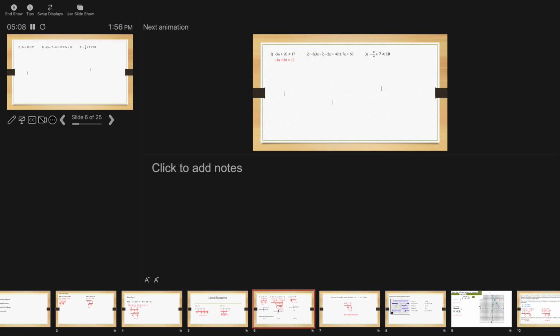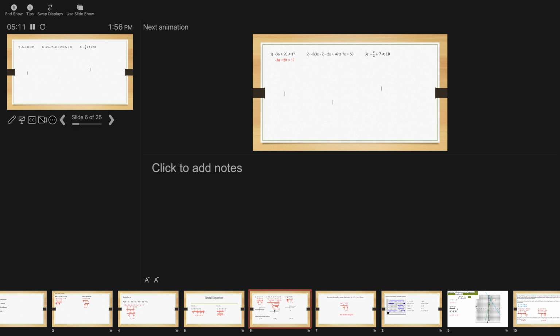All right, 3 inequalities to solve. Solve them all. Solve them, graph them, represent them in notation. Go ahead.